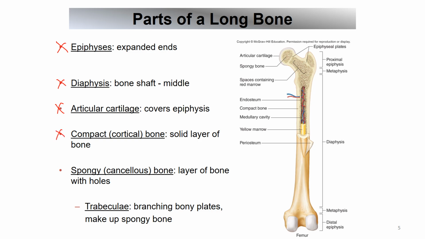Compact bone. This means a solid layer of bone. This is on the outer part of the bone. Versus spongy or cancellous bone. This is on the inside of the bone. This is the part of the bone that has holes. Trabeculae. Know that this is just describing spongy bone, so it really means the branching bony plates, but know that trabeculae makes up spongy bone.